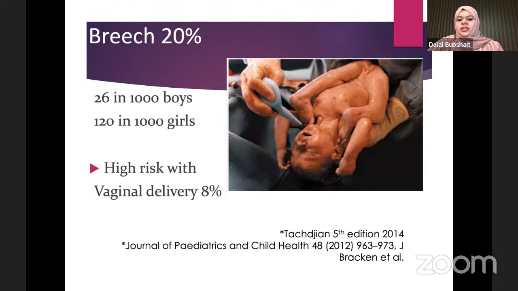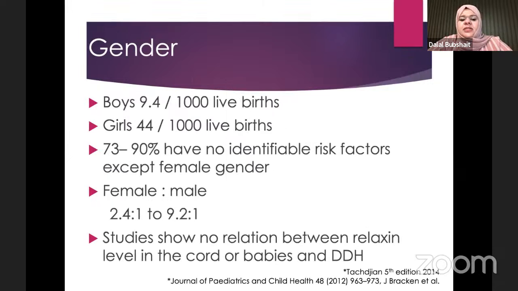So breech presentation alone increases the risk of DDH to 20%, and it varies from one study to another. And those breech presentation children, if they were born vaginally, then there's an increased 8% chance of having a DDH. So we encourage that the OB/GYN doctors, if they have a breech child, educate the mother to come to a pediatric orthopedic surgeon as soon as possible. And with the breech presentation, it's still a higher risk for boys and girls, but it is, of course, more in girls.